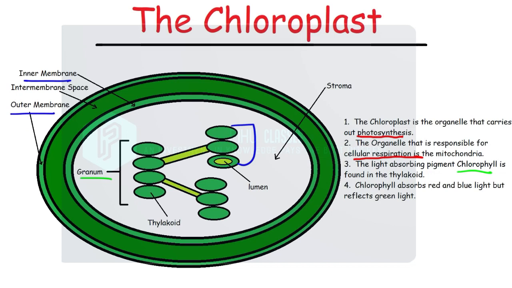So make sure you understand that the chloroplast is the organelle in which photosynthesis is carried out. Now you also need to know that chlorophyll absorbs blue light and it absorbs red light. However, it reflects green light. This is why most plants appear green.